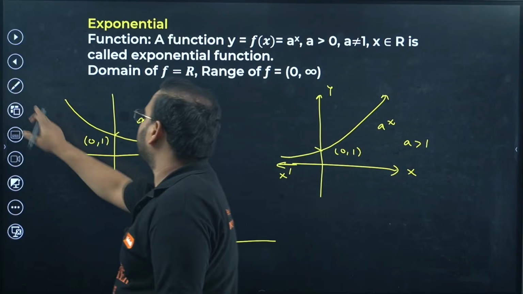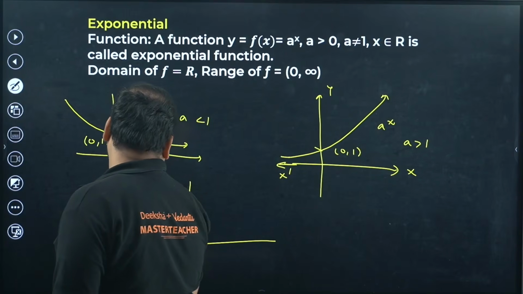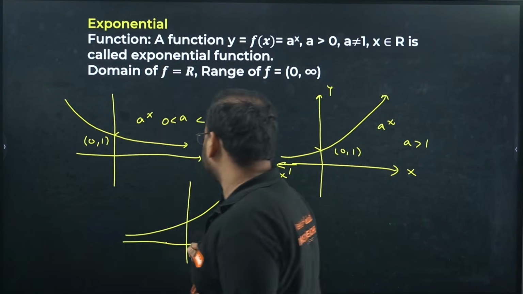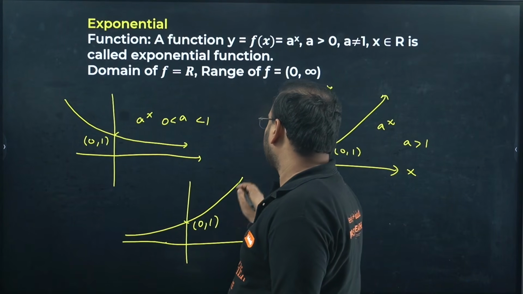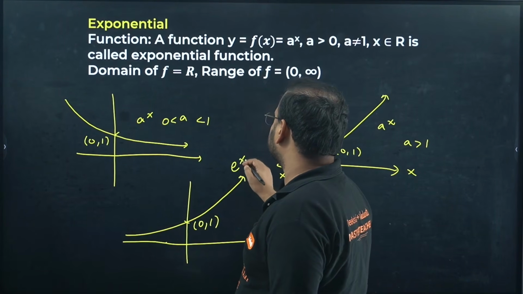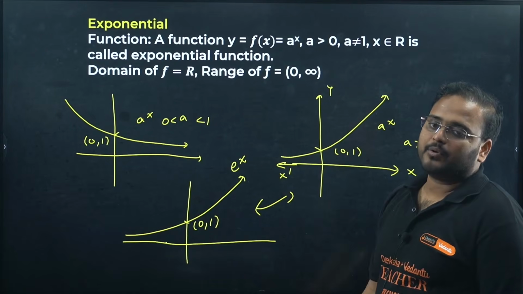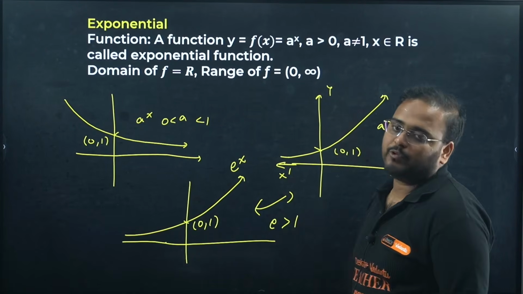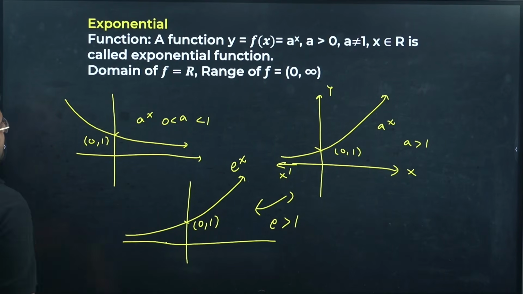If you take the e power x case, e value is more than 1, it's 2.67 something. This comes like this. Again, 0, 1 only. This is e power x. So e power x resembles something like this, because e value is more than 1. Makes sense. Again, never touches the x-axis.